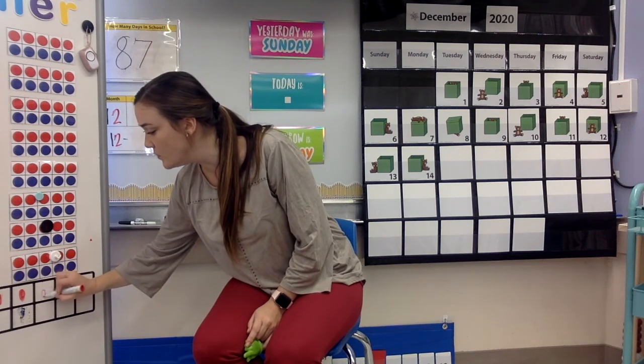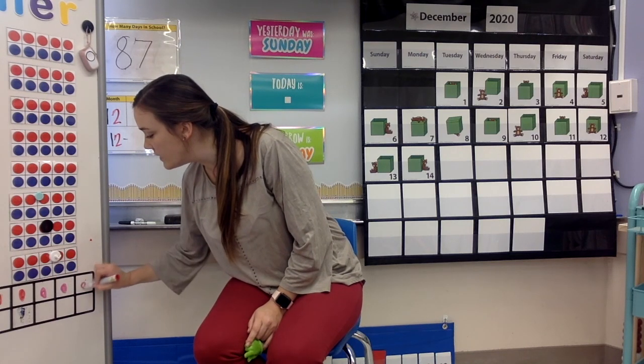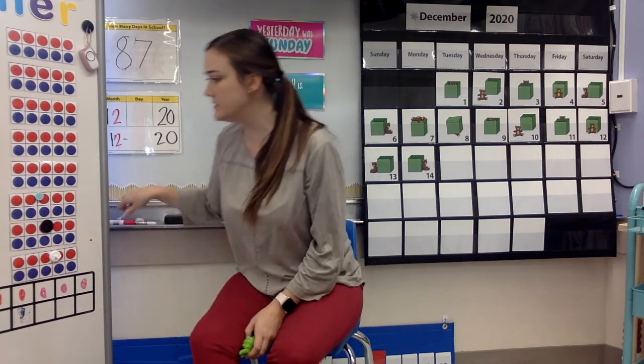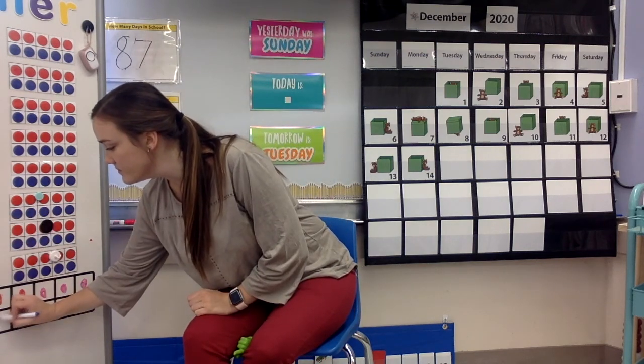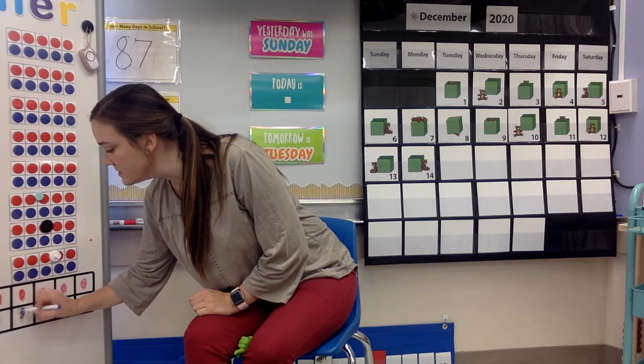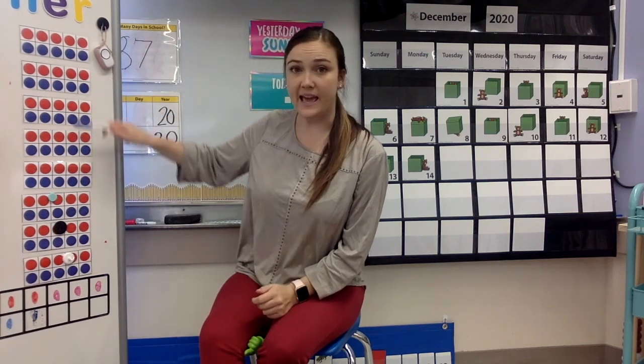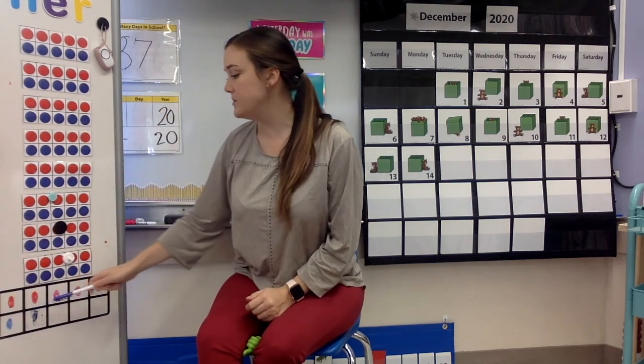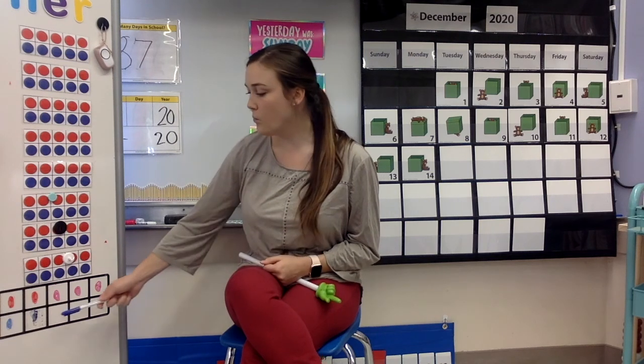1, 2, 3, 4, 5. Switch my colors. 6 and 7. Just like that. So now I have 80 altogether, and then 1, 2, 3, 4, 5, 6, 7 ones left over. Looking at my 10 frame, how many more until I fill it up? How many more dots do I need? Show me on your fingers. 1, 2, 3. 3 more until my 10 frame is filled and I'm into my next 10.